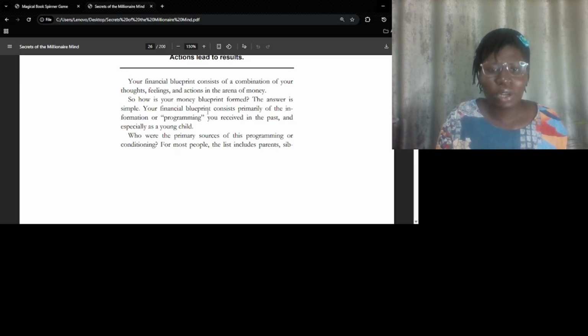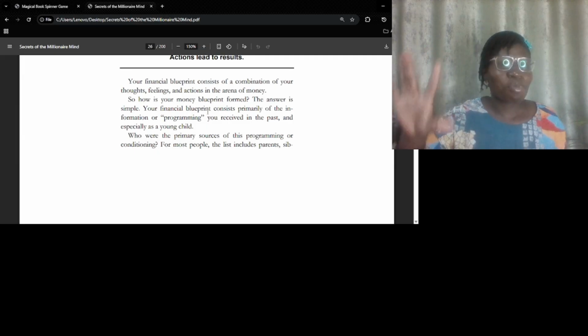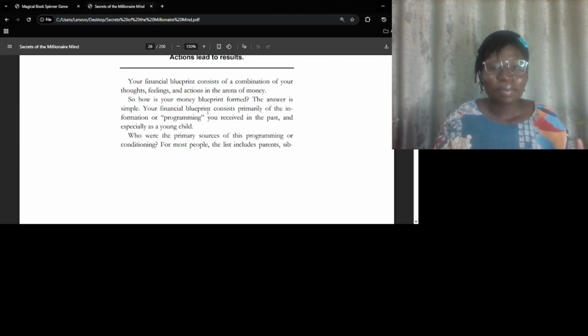Look at the statements. Your financial blueprint consists primarily of the information or programming you received in the past. For example, if your parents, as you grew up, told you being rich is bad, money is the root of all evil, money is dangerous, those marks are in the child's mind, and later on the kid will see no need to become rich or to press on so hard because money is the root of all evil. But what if we made it the other way around? We tell the kid, not money, but poverty is the root of all evil.